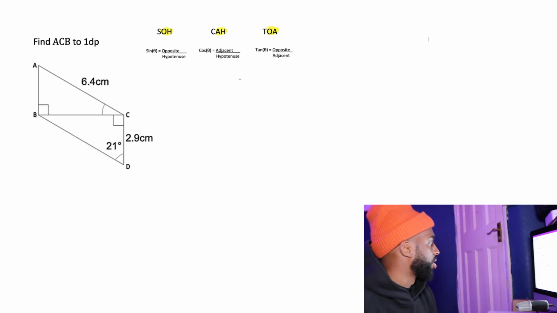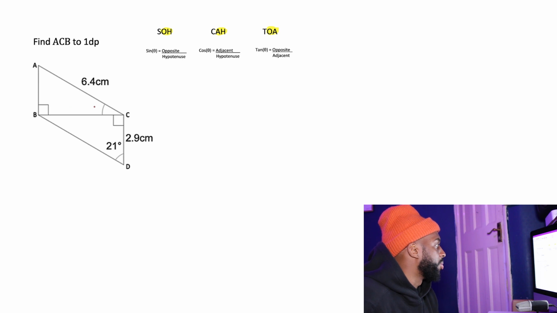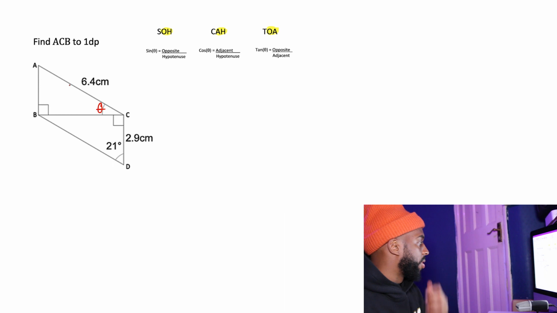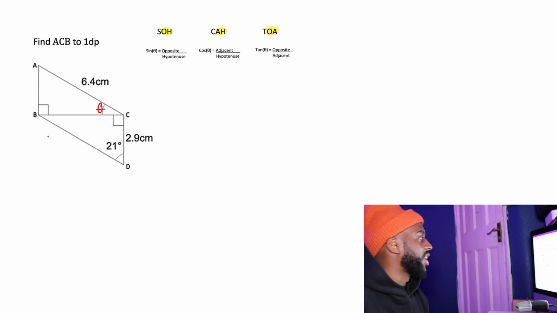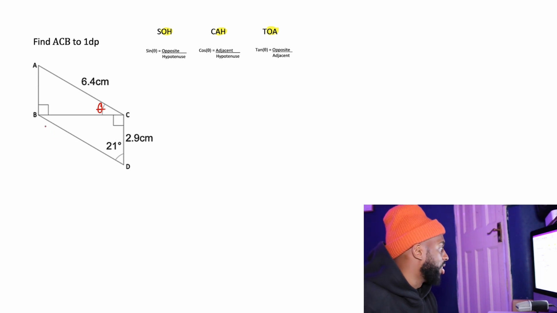Okay, so this question is a slightly more complicated question. We've got two triangles involved in it. Find ACB to 1 decimal place. So first of all, we need to find ACB, that's going to be this angle here. If we look at this triangle here, the ABC triangle, we don't have enough information to find that angle straight off the bat. So we need to use this triangle below.